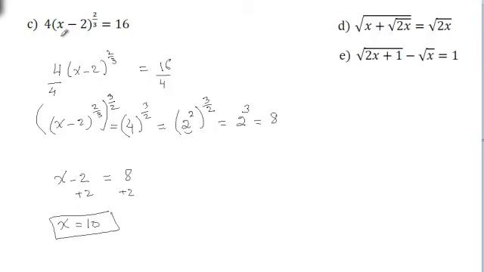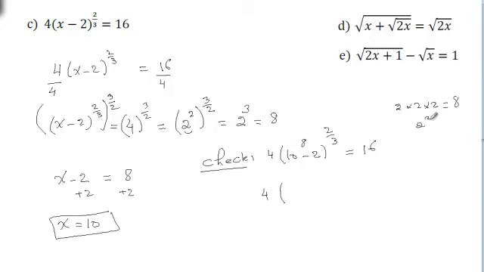Okay, so if you replace 10 here, 10 minus 2, let's check. We need to make checking. This is check. Okay, 4 multiplied by (10 minus 2) to the power 2 over 3 is equal to 16. Now, 10 minus 2 is 8. So we have 4 multiplied by 8. 8 is 2 to the power what? It's 2 times 2 times 2, which is 2 to the power of 3. So we replace 10 minus 2, which is 8, by 2 to the power of 3.